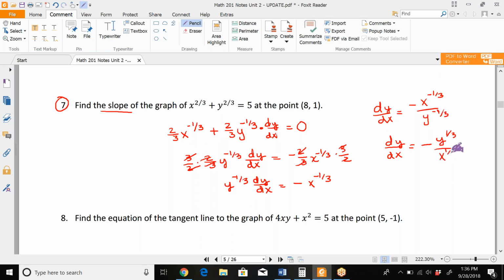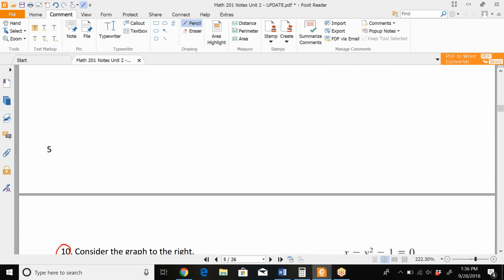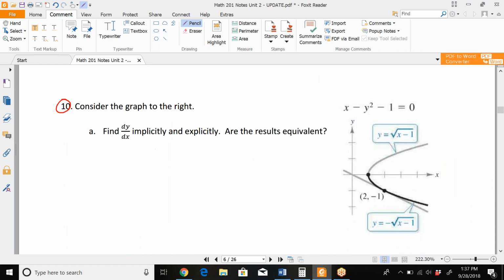Now we need to actually find the slope here by plugging in x is 8 and y is 1. So this is negative. Remember, a 1/3 is a cubed root. So negative cubed root of 1 over cubed root of 8, which is negative 1/2. So there's the slope of my tangent line. I believe we did 8 and 9 both in class. So that moves us on to number 10.